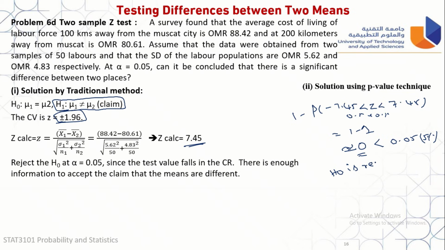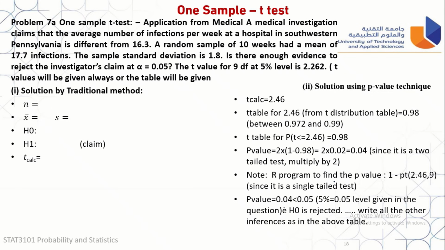H0 is rejected. So here it is 7.45, which is greater than 1.96. What is the meaning? H0 is rejected, and you have to write all the rest of the conclusions as we discussed in the class earlier. So it is a one sample t-test.